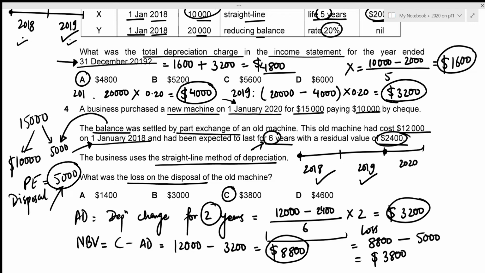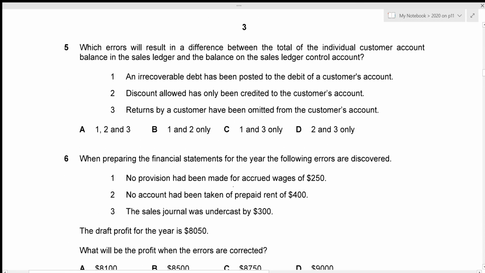Now we can move towards question number 5. Which errors will result in a difference between the total of the individual customer account balance in the sales ledger, and the balance on the sales ledger control account? Okay, so the very first one is an irrecoverable debt has been posted to the debit of a customer's account. So in sales ledger control account, we actually try and figure out our receivables amount, right?